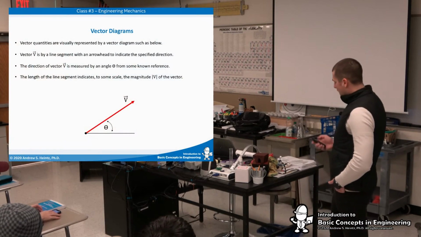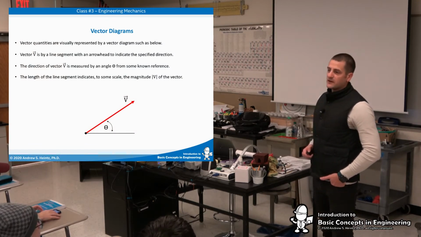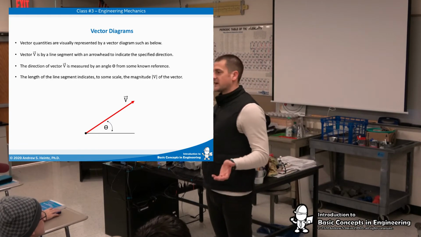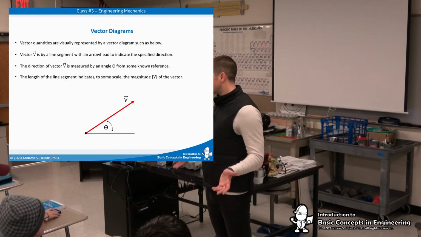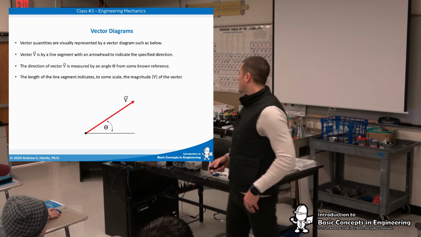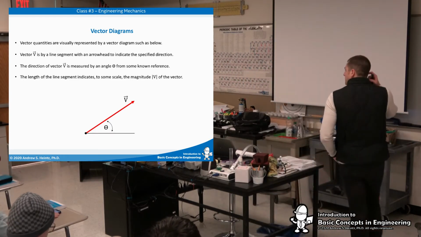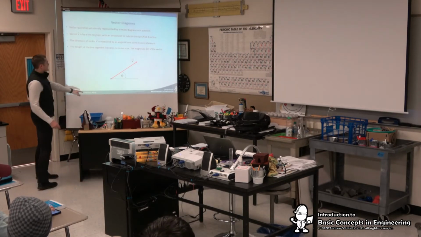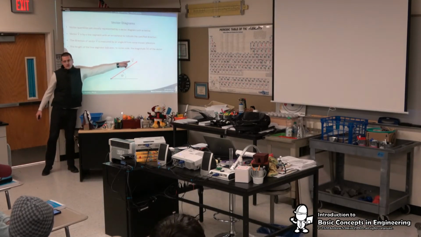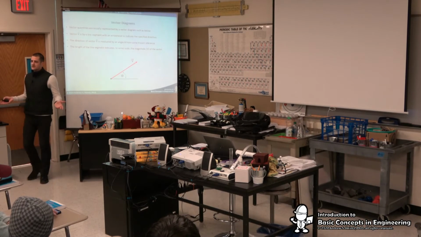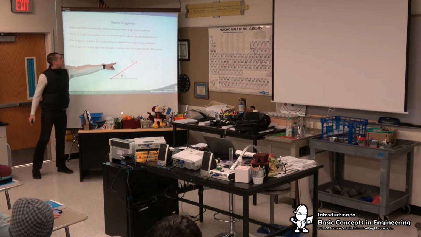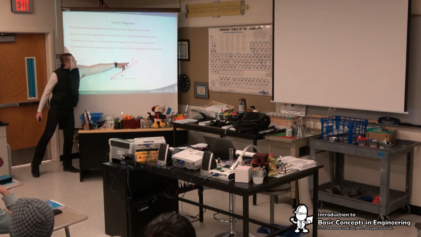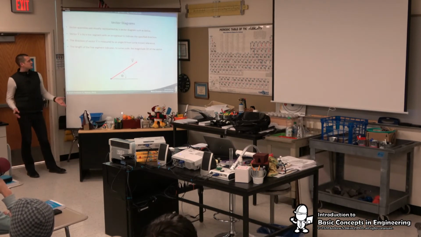All right, so that all comes down to drawing our vector diagram, right? From a functional standpoint, what is a vector for us? It's really just a line on a piece of paper, right? That's really all it is for us in terms of what we've dealt with so far, okay? But a vector quantity is represented by a vector diagram as shown. So vector v, and we draw the little line over top of it because that's just the way we do it to denote a vector versus a scalar. So vector v is indicated by a line segment, this guy, with an arrowhead to indicate the specified direction.